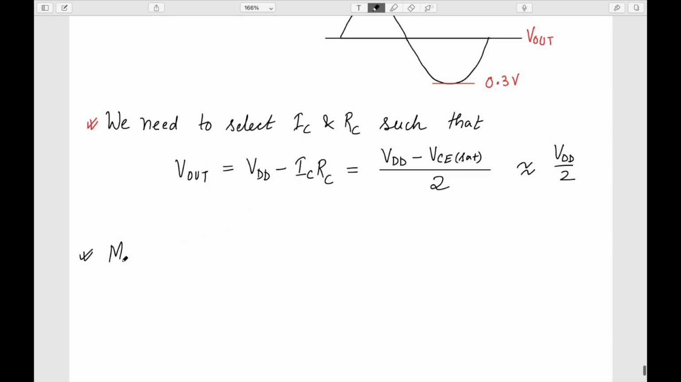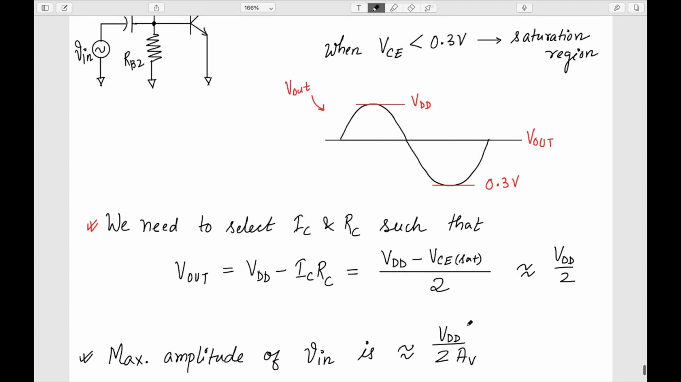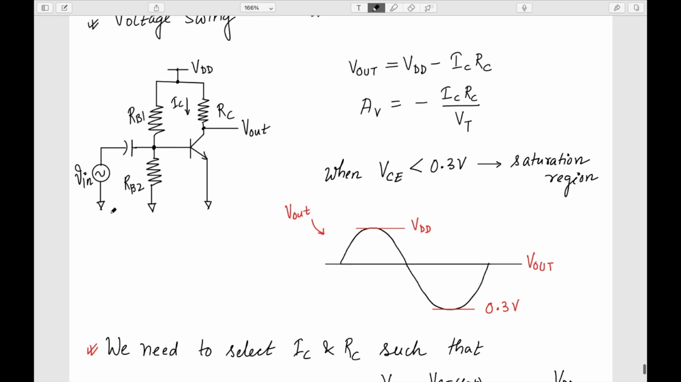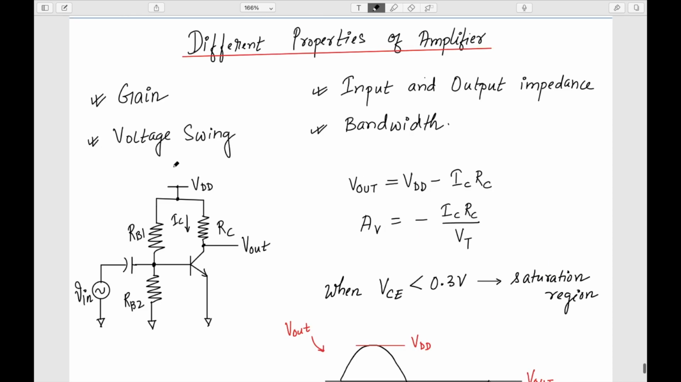So the maximum amplitude of the input voltage Vin is approximately VDD by 2 into the gain AV. This is just rough values, I should say. So this will give an idea of how big an input signal I can apply at the input such that my output is not getting clipped. Okay, so this is the voltage swing property of the amplifier.